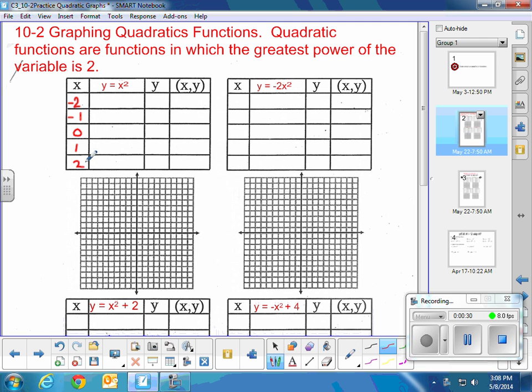Go ahead and fill in the values -2, -1, 0, 1, and 2 for x. And now we're going to plug that in. The first one is -2 squared. -2 squared is -2 times -2, which is a positive 4, making the ordered pair -2, 4.